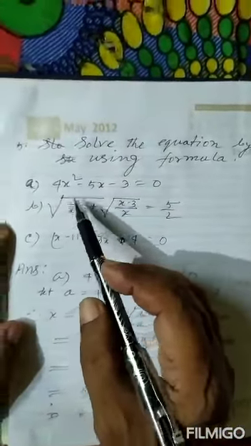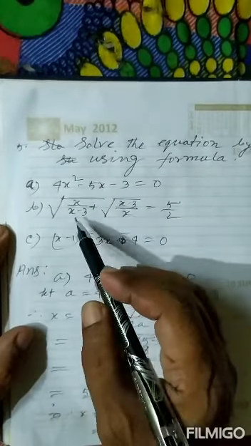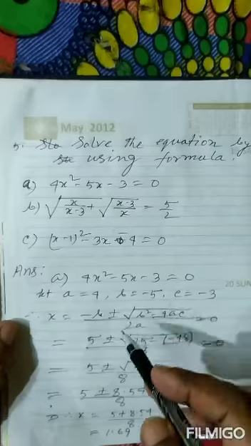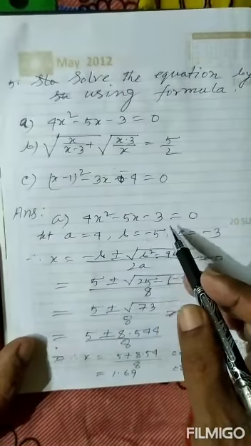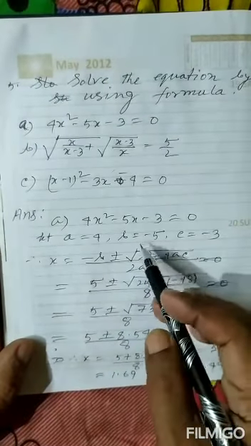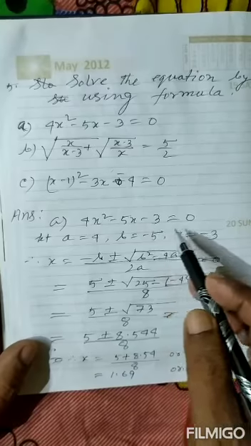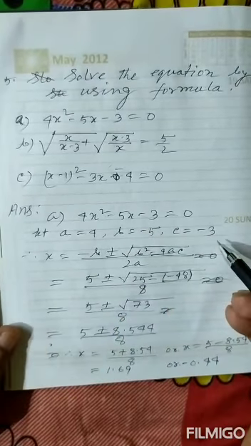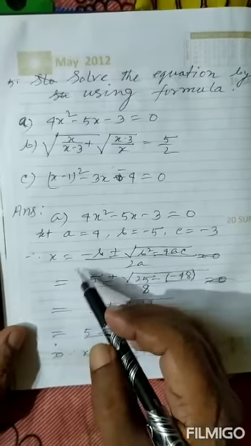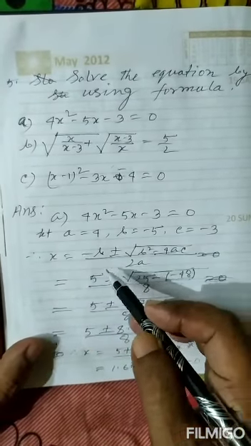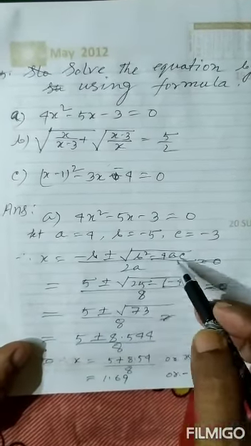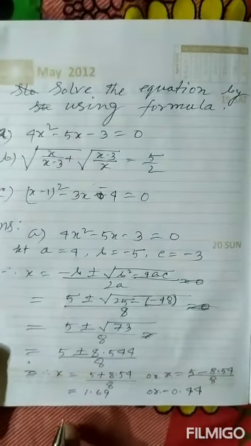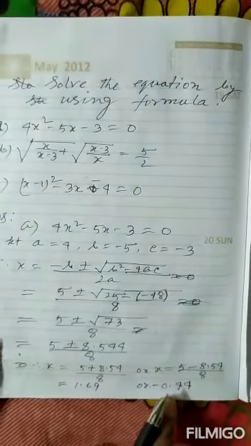Another question solving by using formula. Question number 1: 4x square minus 5x minus 3 equal to 0. Comparing with ax square plus bx plus c equal to 0, you get that a equal to 4, b equal to minus 5, c equal to minus 3. And x equal to, we know by the formula, minus b plus minus root over b square minus 4ac by 2a, we get ultimately x equal to either 1.69 or minus 0.44.